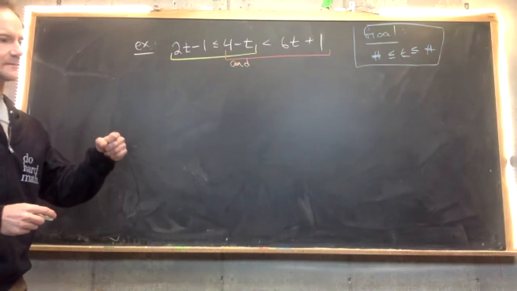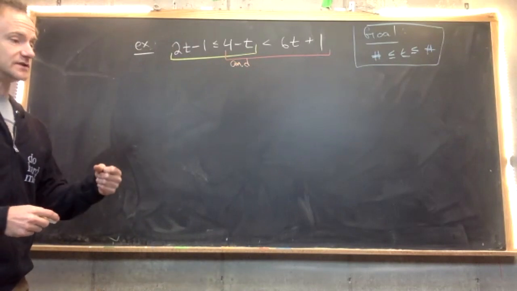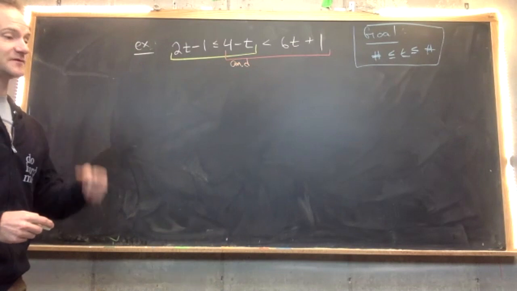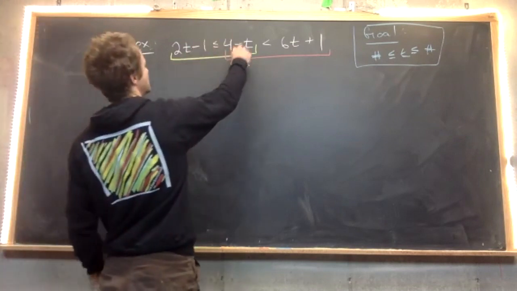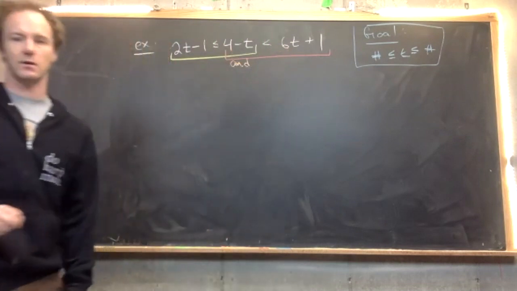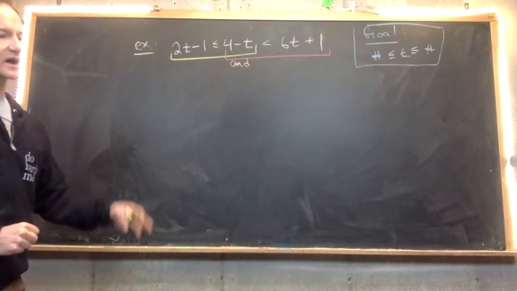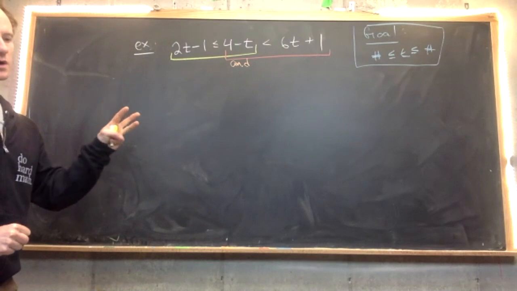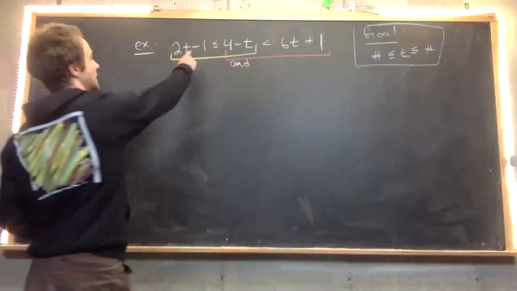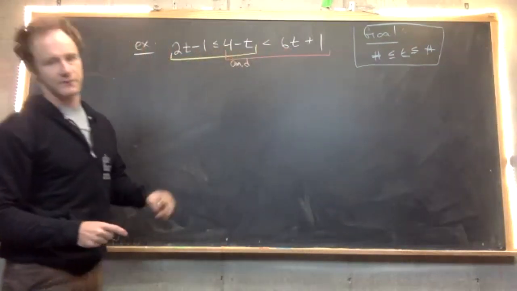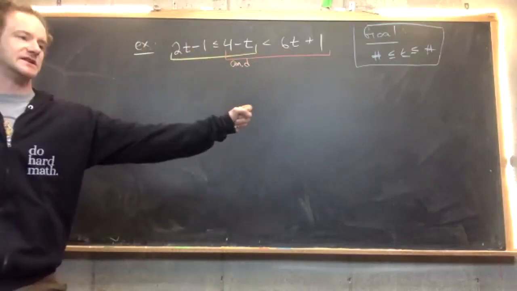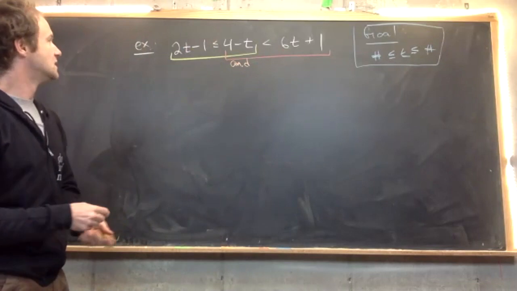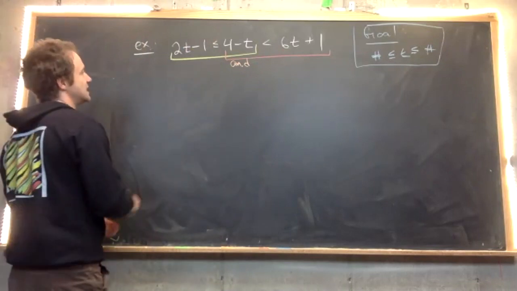And I would say you can always do this, but you know that you have to do it if you have the variable in multiple places of a compound inequality. By a compound inequality, I mean a three-part inequality. So if you've got a three-part inequality and we've got a variable in more than one part, then you have to break it into two pieces. Okay, so let's do this yellow one first.